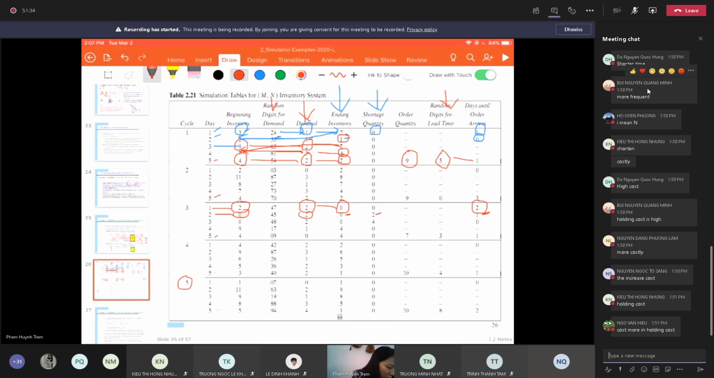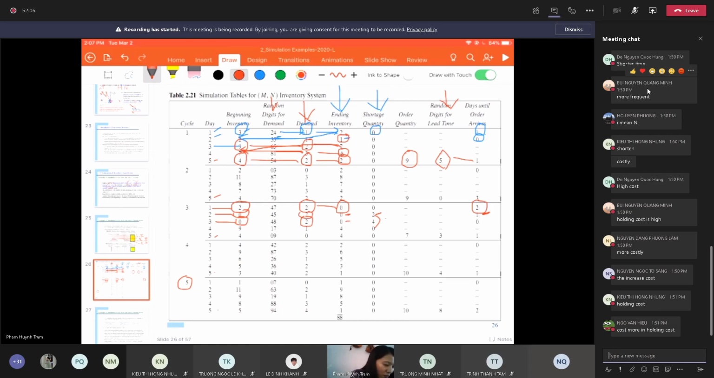Okay. Day 3, we still have 0 inventory, and another demand arrives. We receive another 2. So our ending inventory is still 0 and now the shortage increases: 2 plus 2 is 4. We have a 4 unit shortage. And the next day, day 4, we will receive our order.